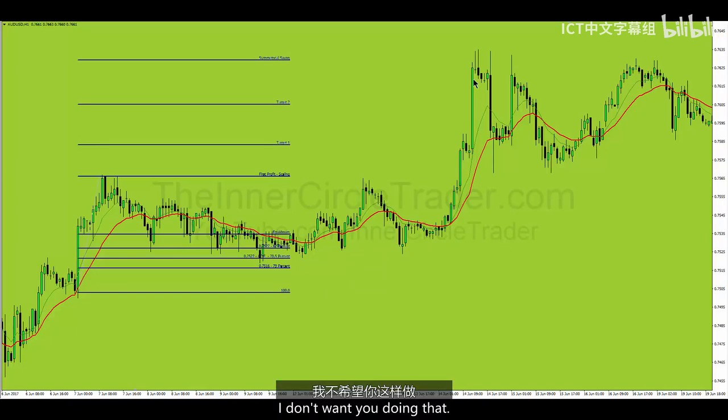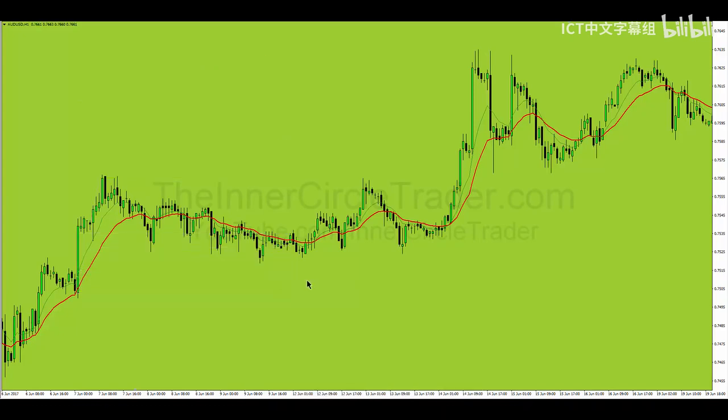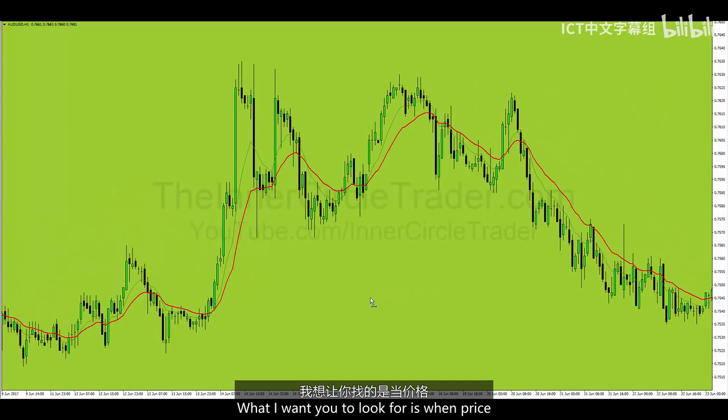I don't want you doing that. Even though this is a scenario that worked out pretty good and would have gotten a symmetrical price swing, that's not the setup I want you to see, or at least hunt. What I want you to look for is when price is above the red 20 period and it makes an impulse leg and it comes back down to an optimal trade entry long. We don't have it here.